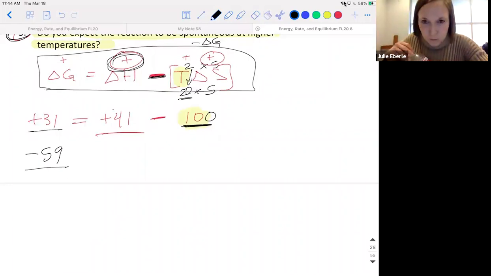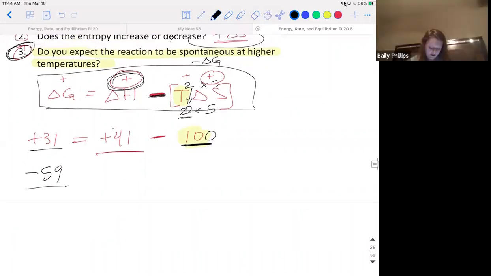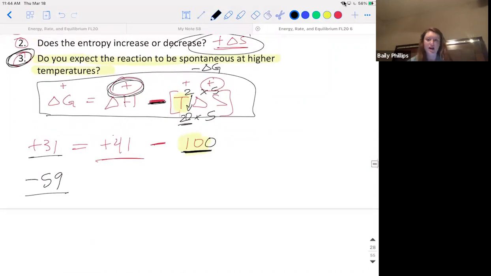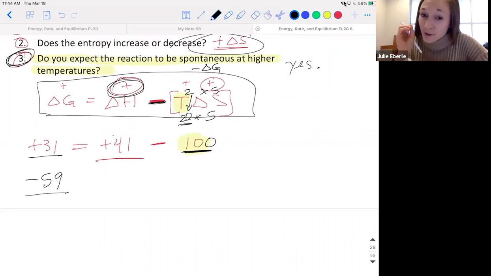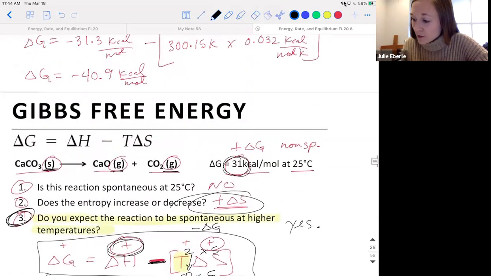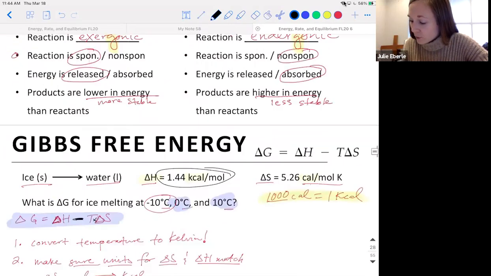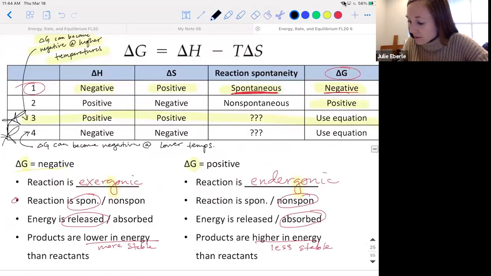Will that always be yes, that it will become spontaneous at higher temperatures? Only if you're dealing with scenario 3 from the table, where both your delta H and your delta S are both positive. Remember, if you figure out you've got something that looks like scenario 4 here, where they're negative, negative, the delta G will be spontaneous at lower temperature conditions.